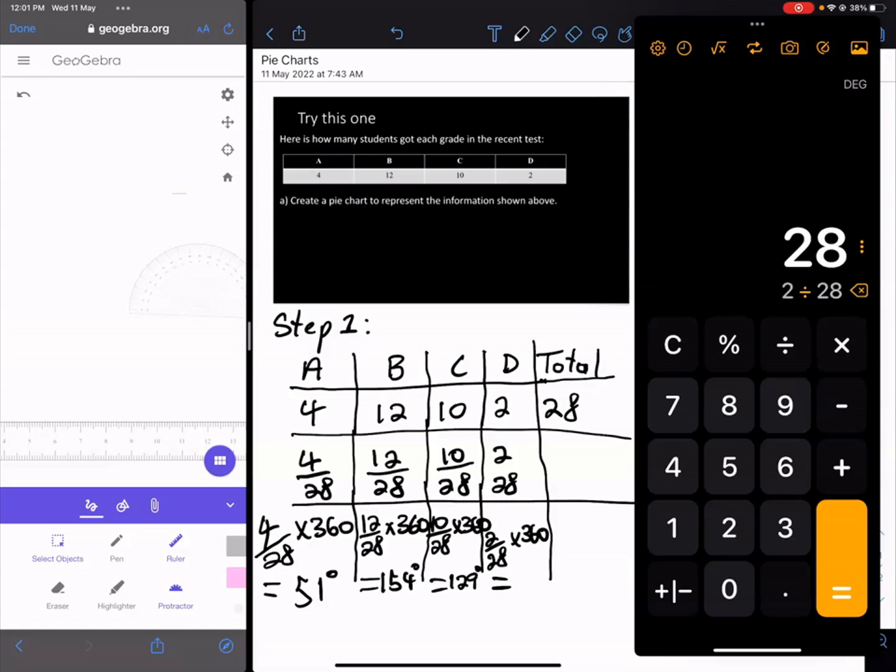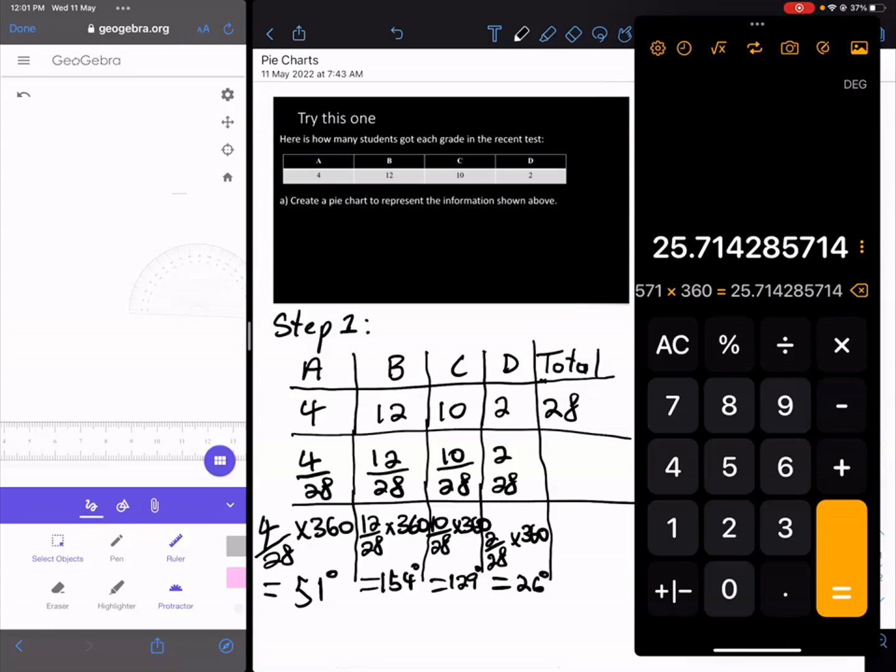So the next one, 2 over 28, 2 divided by 28 multiplied by 360. So 5 is in our ones place, and beside the 5 we have 7, which is 5 or more, so it's going to round up to 26 degrees.